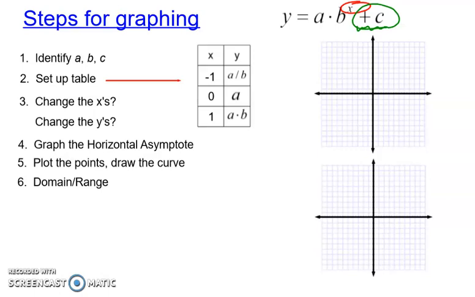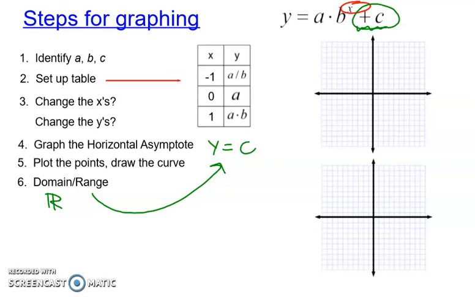The horizontal asymptote, this was key. This is always going to be y equals whatever c is. That's going to be our asymptote. We'll plot the points, draw the curve, and our domain will always be all reals because it's going to extend to the left and to the right. And our range will relate to the horizontal asymptote. It will relate because the entire graph will either be above or below that horizontal asymptote.